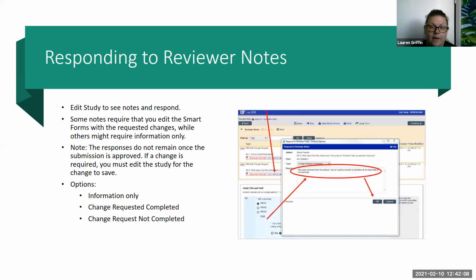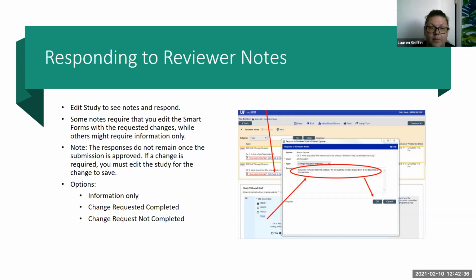So throughout the process, you will likely see some reviewer notes. This is either requesting more information, requesting changes, requesting clarification. And these are responded to within the myIRB system. So you'll go through and you'll see these different changes requested. You edit the study to address that. Sometimes you'll have to edit the smart forms themselves. Sometimes you won't. That'll be made clear through the comments that you see.